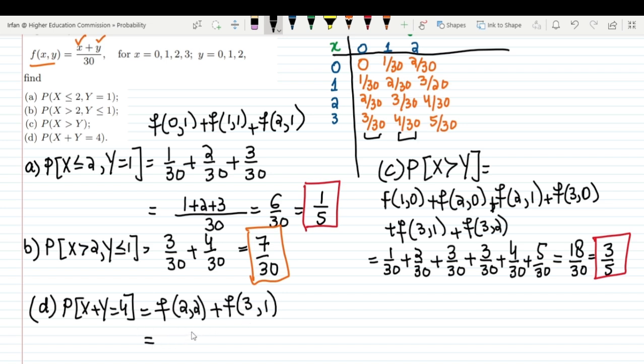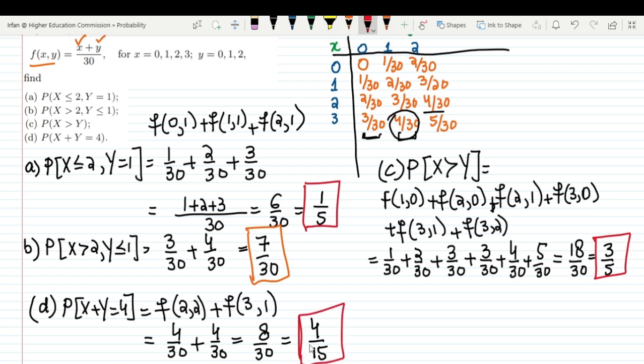So now writing their values, f22 is 4 by 30, okay, you can see that this is 4 by 30, and also f31, which is again 4 by 30, okay. So it will be 8 by 30, which will ultimately give me 4 by 15, and that is basically the solution of part D of my question, okay.